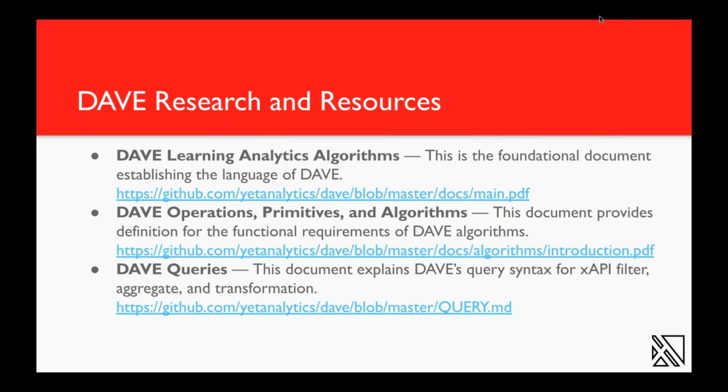The second is the document on operations, primitives, and algorithms. This is a concise document that defines the functional requirements for Dave algorithms. And the last part is on Dave queries. This explains the query syntax for xAPI filtering, aggregates, and transformations within Dave.